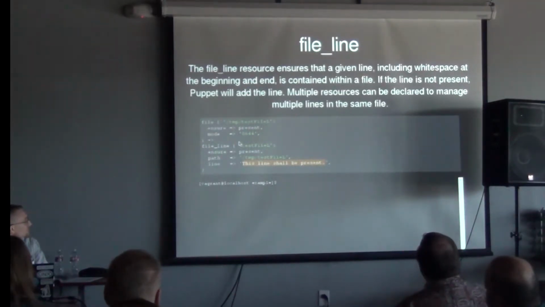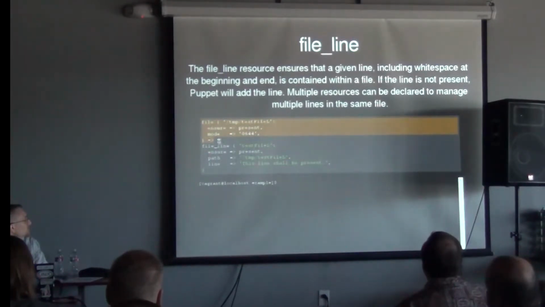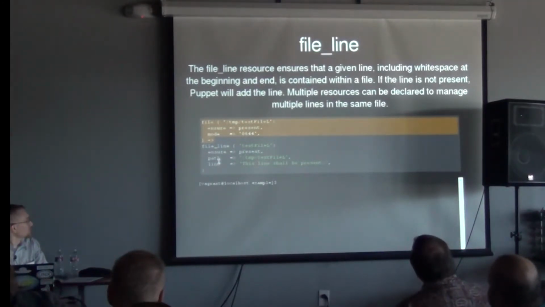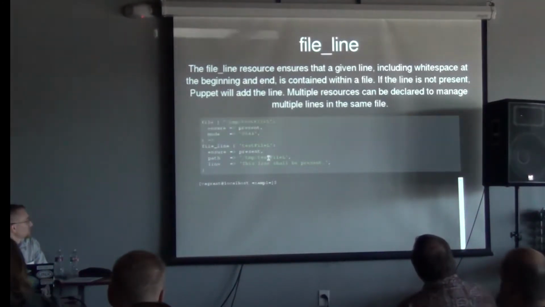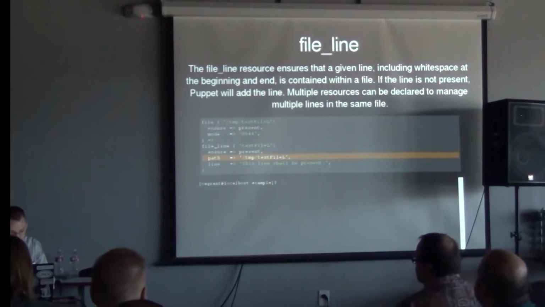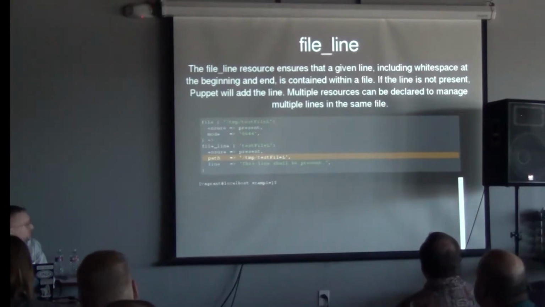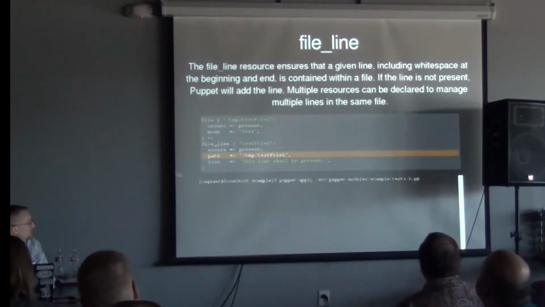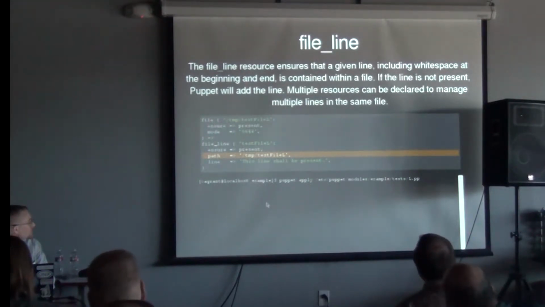So this is similar to our Augeas example. We're going to make sure that there's a test file in place. And then we're going to use file_line. We're going to ensure that it is present. We're going to give it a path to the test file. And we're going to see about the line that needs to be in that file for us. And we're going to give Puppet a chance to run here.